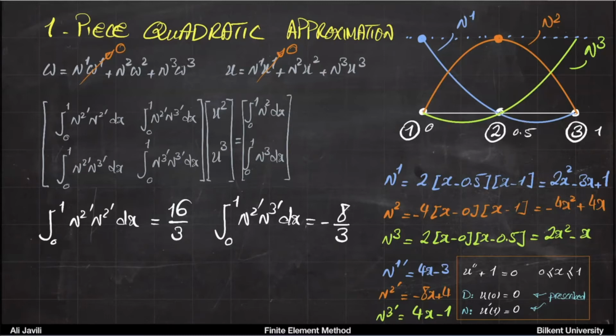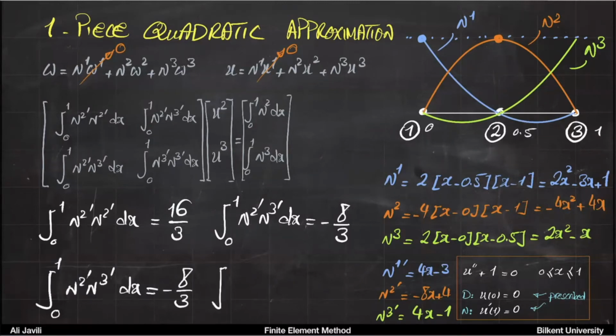Then you have the same integral, let's say down in this corner, integral of n2 prime, n3 prime dx. It's the same thing as you have on the other corner. So that is also minus 8 over 3. And then the integral of n3 prime squared dx is 7 over 3.